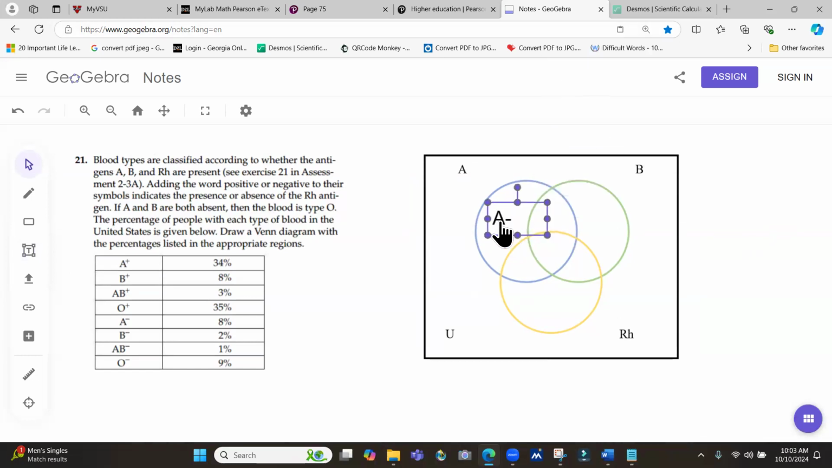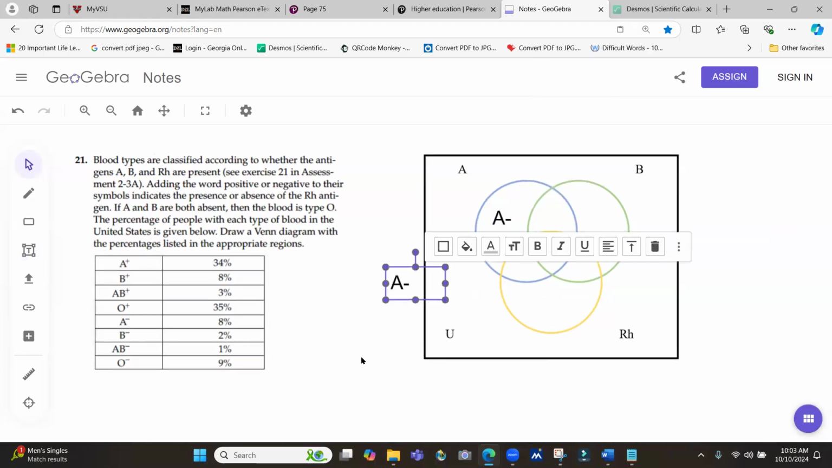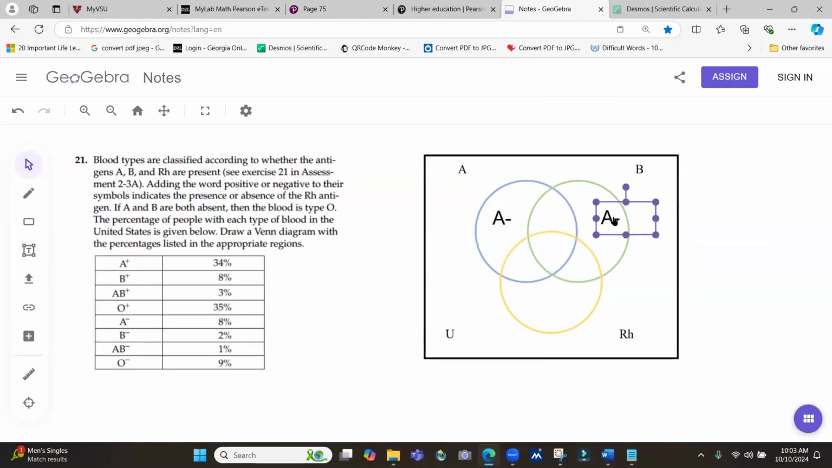Now, if you are in this green circle, in this part of the green circle, it'll be B minus. Why B minus, guys? Because these people have B. Clearly, there's no A, so you don't put A, and they don't have Rh. That's why you put minus. How do you know they don't have Rh? Well, they're not in the Rh circle.